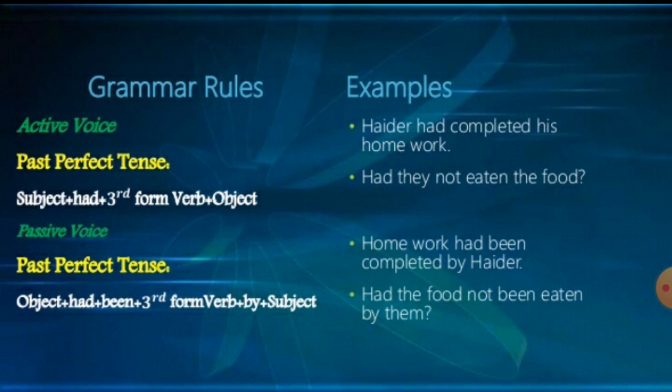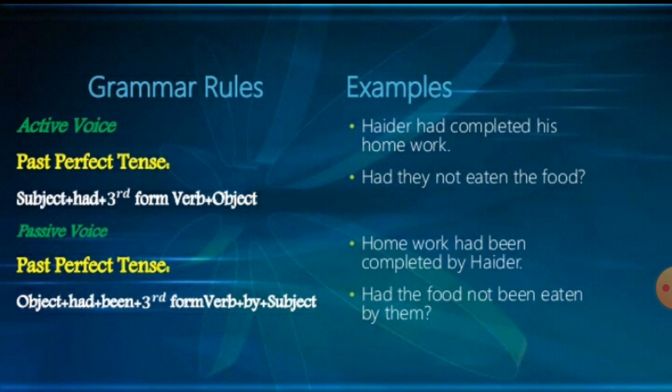Next rule, past perfect tense. Subject plus had plus third form of the verb plus object. See the example, Haider is the subject. Had, we have the had form in the past perfect and the third form of the verb, had completed his homework. His homework is the object, therefore how to change that? In the passive form it will take object plus had plus been plus third form of the verb plus by plus subject. Homework had been completed by Haider.